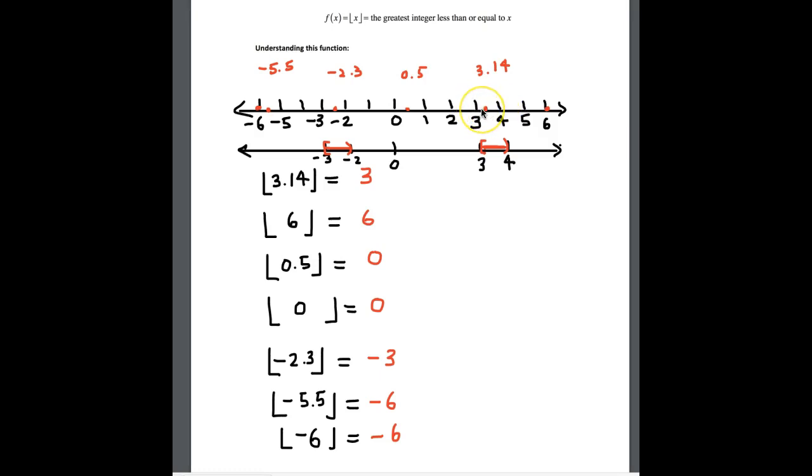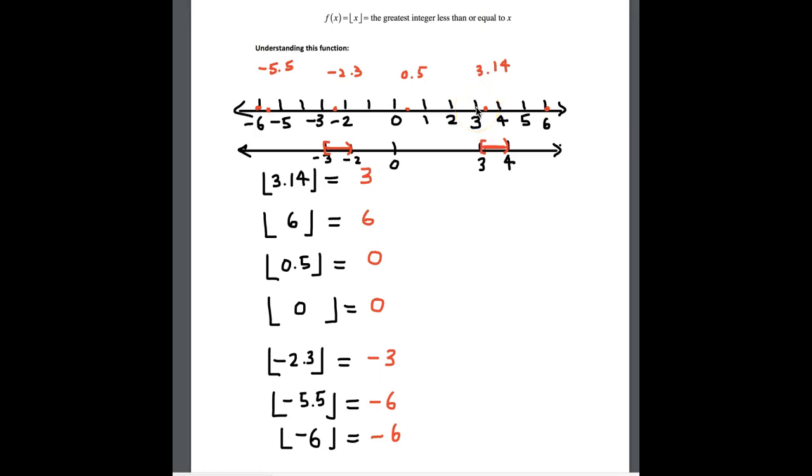So for 3.1, the greatest integer would be 3. For 3.9, the greatest integer would be 3. Okay, but what happens actually at 3 and at 4? Well, the greatest integer of 3 itself, by the definition, it has to be less than or equal to x, so the "or equal" counts. So the greatest integer less than or equal to 3 is just 3.